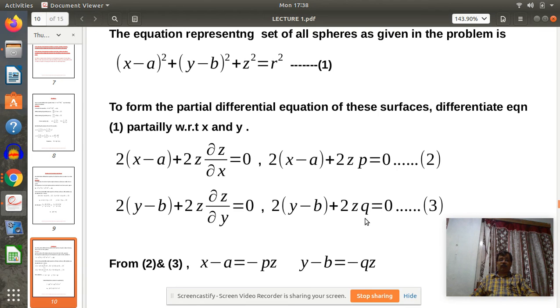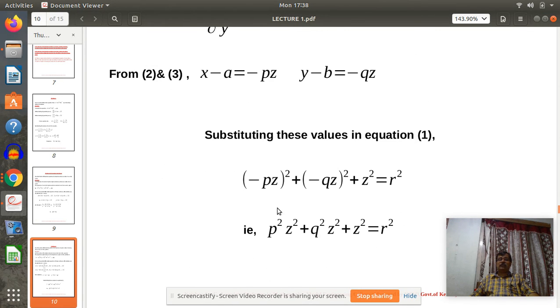In these equations, we find x minus a and y minus b from 2 and 3. From 2, we get x minus a as minus pz, and from 3, y minus b as minus qz. Substituting these values of x minus a and y minus b here, we can eliminate a and b. So what we get is (minus pz) the whole square plus (minus qz) the whole square plus z square equal to r square.